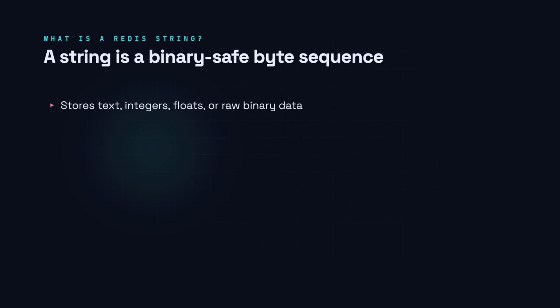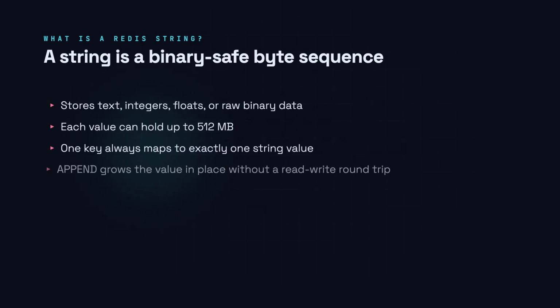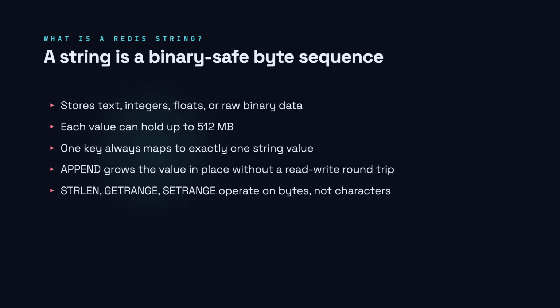A Redis string is just a named blob of bytes. No type checking, no encoding assumptions. You reach for it when you need a counter, a cached JSON payload, a feature flag, or any value that lives under a single key.